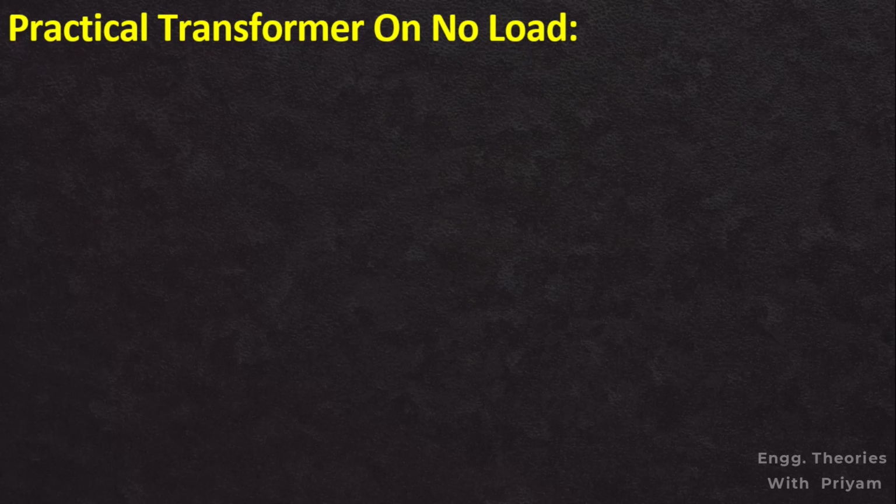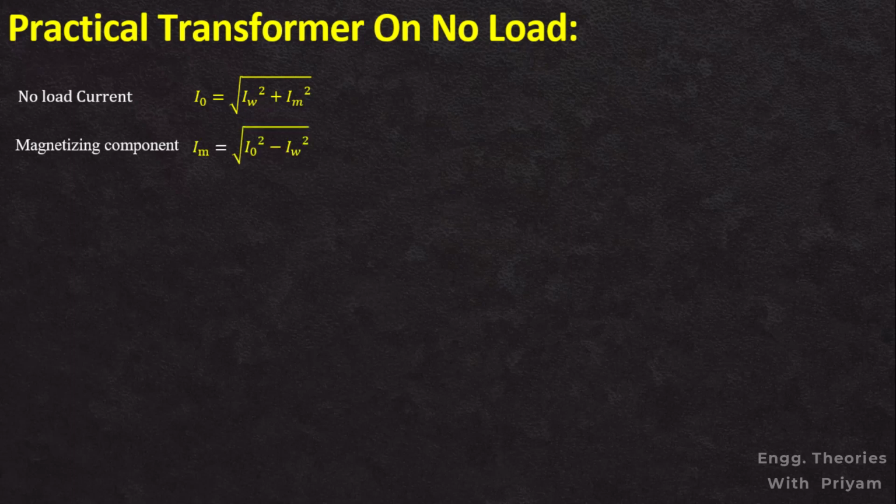In this lecture, we will see the mathematical problems regarding the practical transformer on no load condition. At first, we need to familiarize ourselves with the formulas. So, the no load current I naught can be calculated as root over IW square plus IM square, and magnetizing current IM can be calculated as root over I naught square minus IW square, and the loss component of the current IW can be calculated as root over I naught square minus IM square.